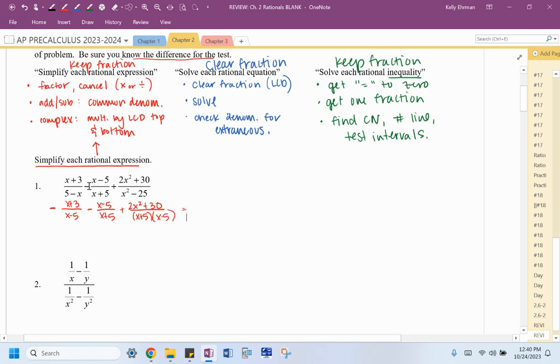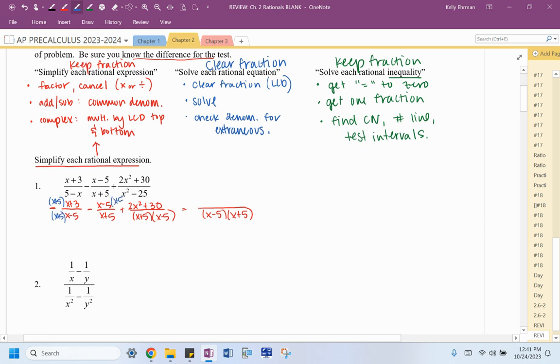All right, so I've taken care of backwards factors. I've factored what I could in the denominator. This shows me that the common denominator is x minus 5, x plus 5 in any order. And remember, you've got to go through and multiply each fraction by what it was missing to get the common denominator.